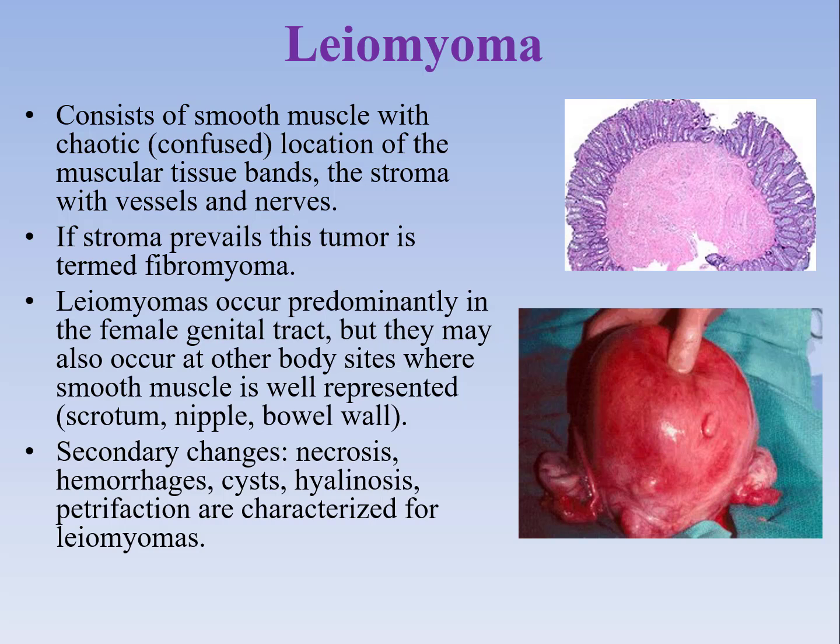These leiomyomas may be single or multiple. They may be localized submucosally, subserosally, or intramurally. It may have an indolent course, or it may lead to severe complications like infertility, bleeding, etc. Secondary changes: very often in the leiomyoma we can see secondary changes. It's necrosis, hemorrhages, cyst formation, hyalinosis, petrification, and myxomatosis. That's because this tumor is estrogen or hormone connected, and it grows faster in conditions when the woman has an excessive level of estrogen.